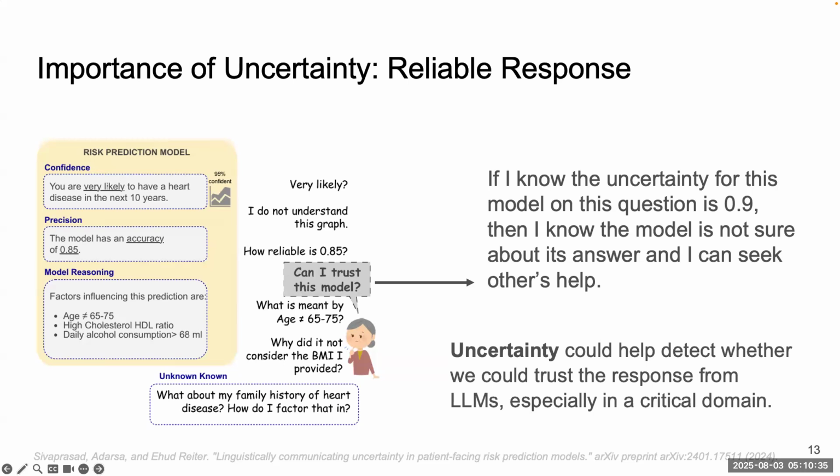But then the user might have follow-up questions like, how reliable is this actually? Can I really trust this model with this serious prediction? And how about my BMI? How about my family history? The model might not have considered these factors, simply because it does not have such information.